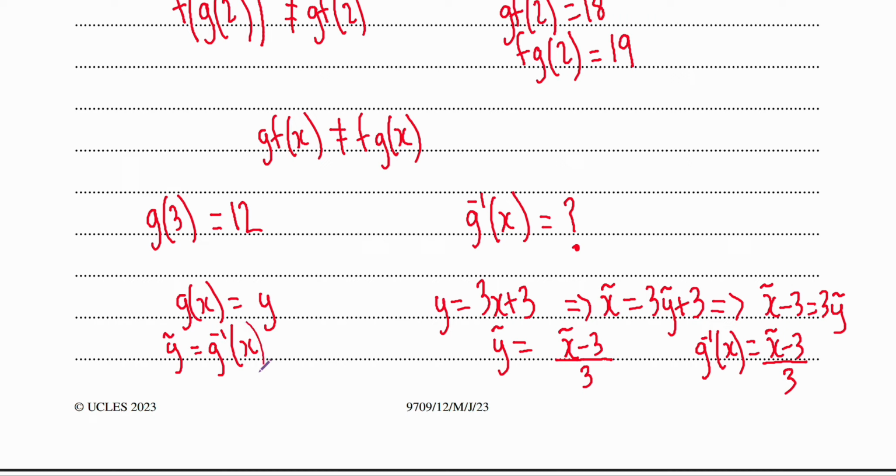And let's see if it works. So if we put 12 in here, we should get back 3, right? So if we get 12 minus 3, that's 9, divided by 3, which is 3. And that's what we wanted. We wanted the 3 right here.